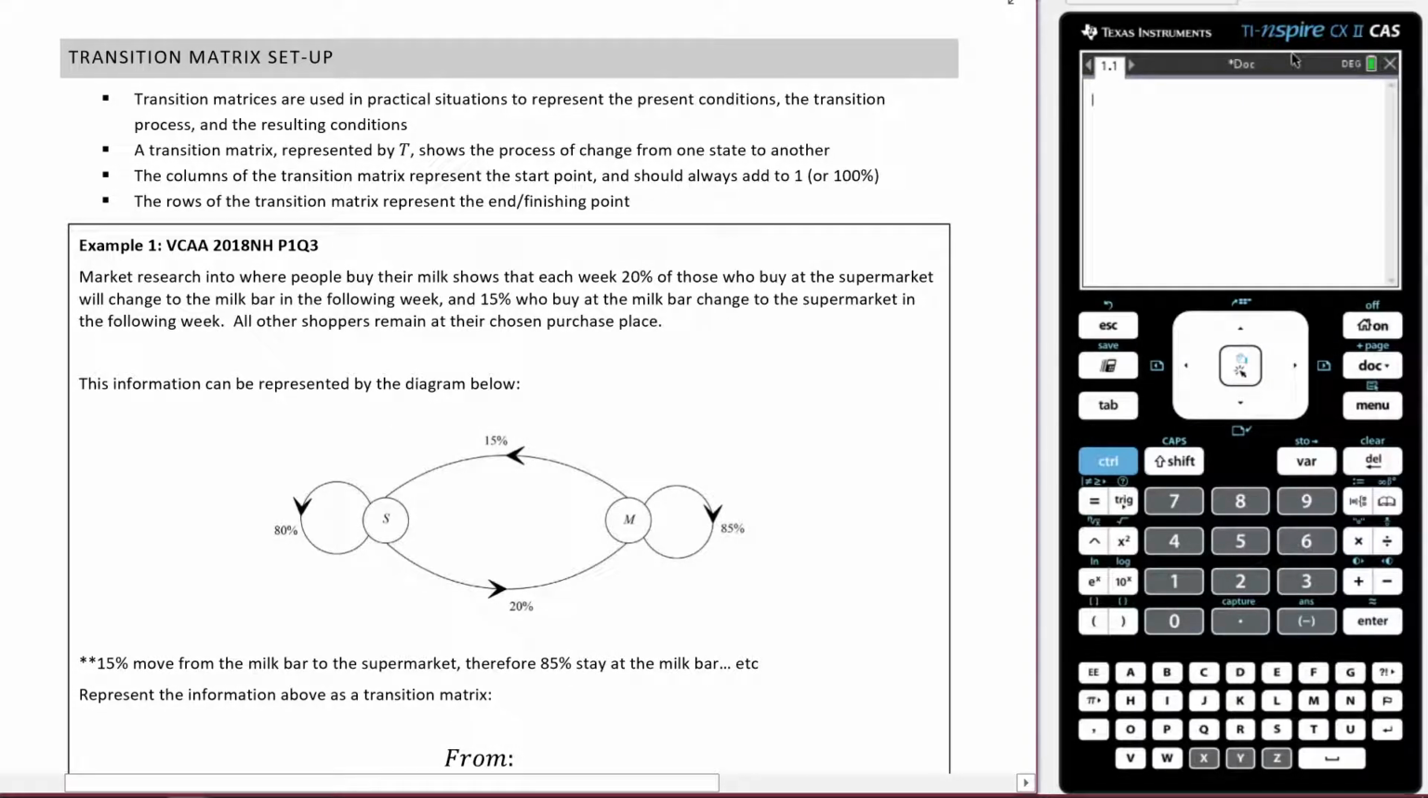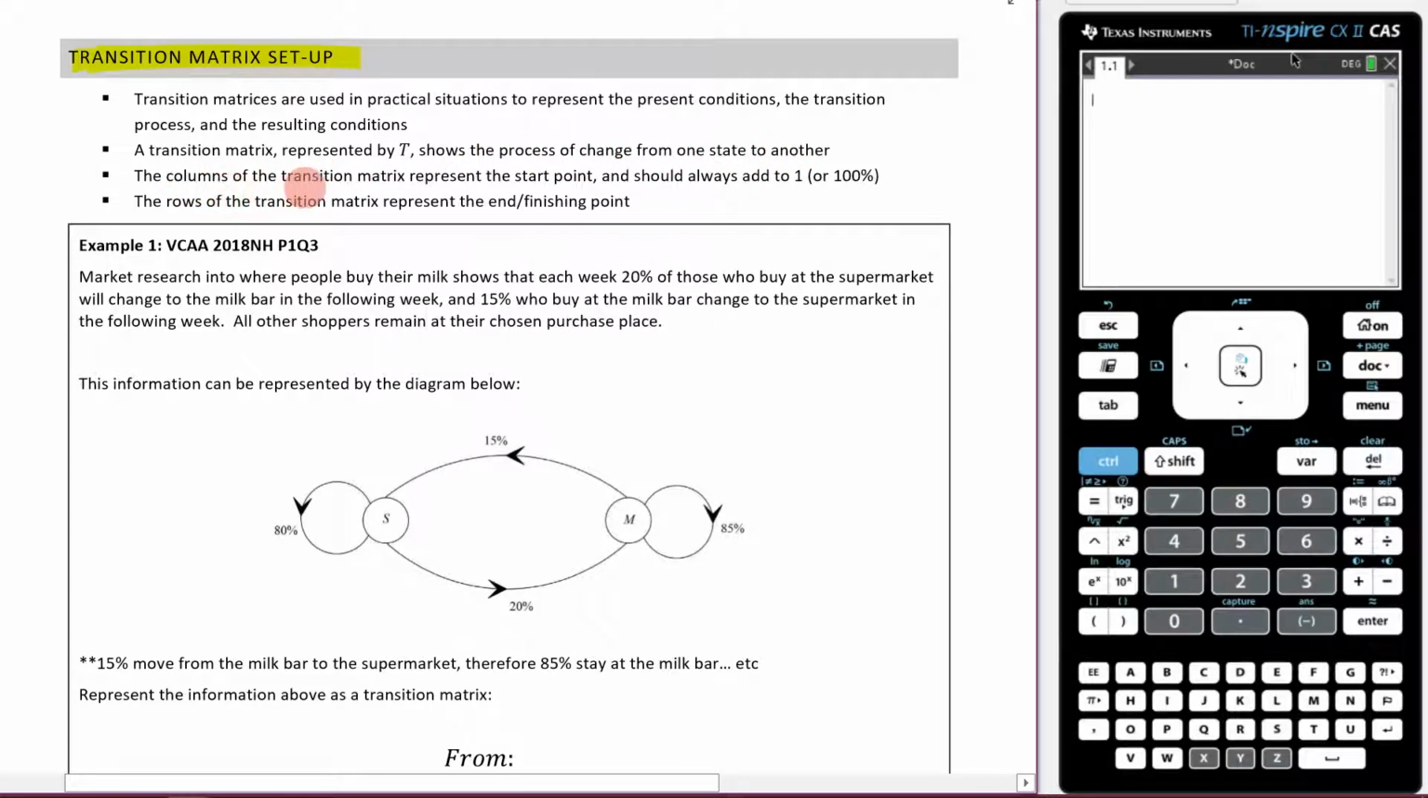Welcome. We're now going to begin talking about transition matrix setup. Transition matrices are used in practical situations to represent the present conditions, the transition process, and the resulting conditions. The transition matrix, represented by T, shows the process of change from one state to another.